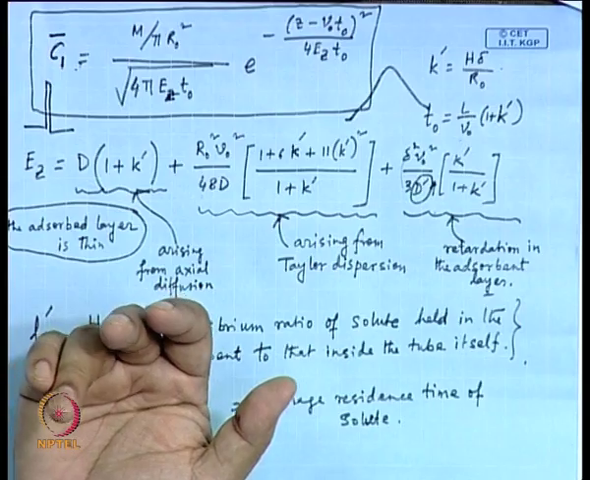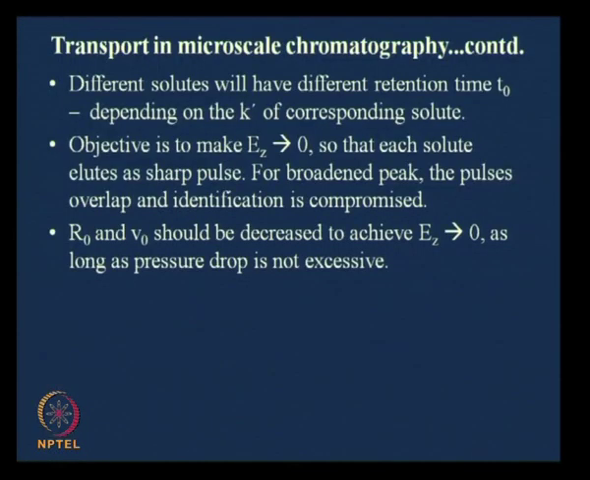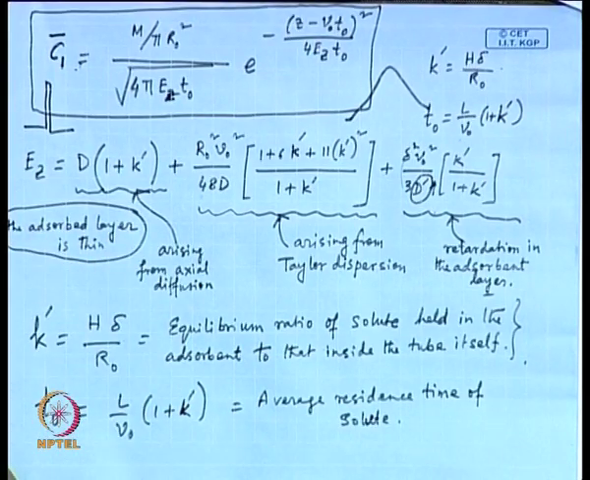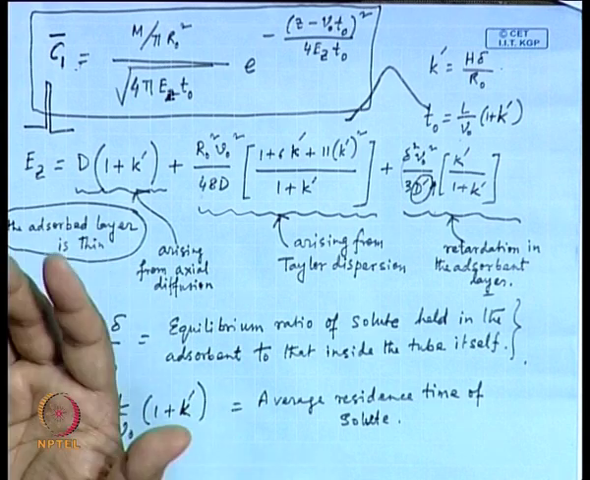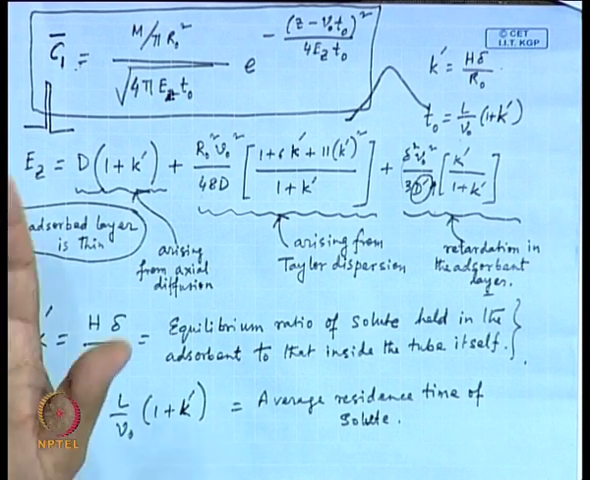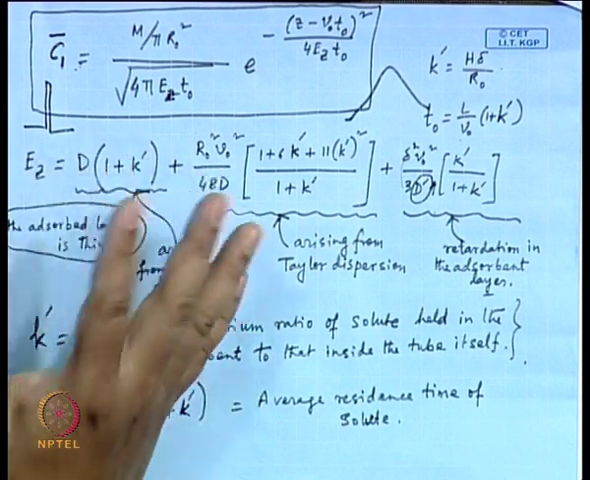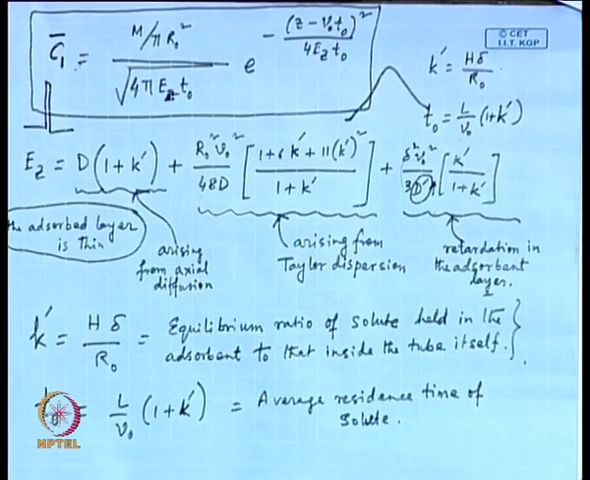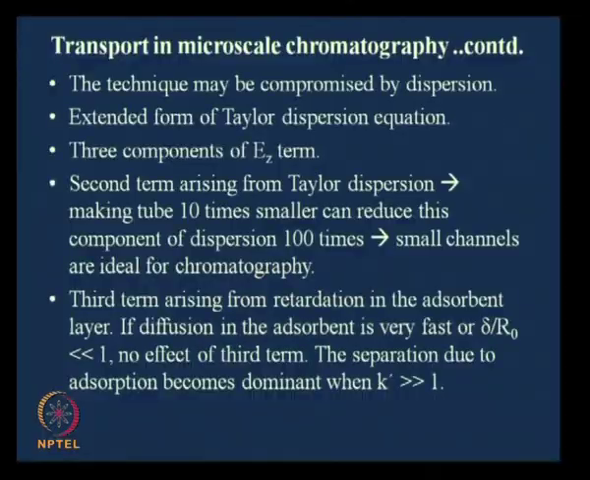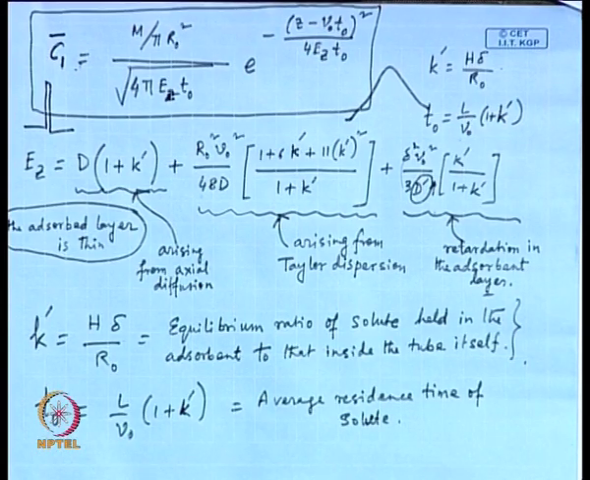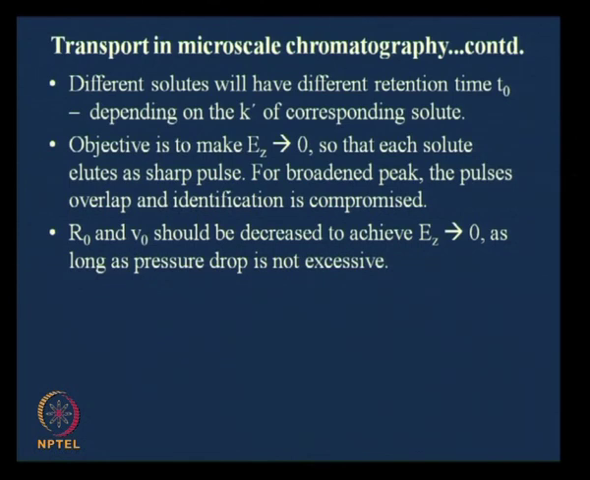R naught and V naught should be decreased to achieve Ez tending to 0 as long as the pressure drop is not excessive. Now, if V naught is reduced, the pressure drop would be less, but if R naught is also reduced, then that will have an adverse effect on the pressure drop. So, the system has to be designed appropriately, but at least from the dispersion's point of view, these are the terms, and this is the type of dependence you have as far as the broadening of the peak is concerned. This is I think all I have as far as the dispersion is concerned.